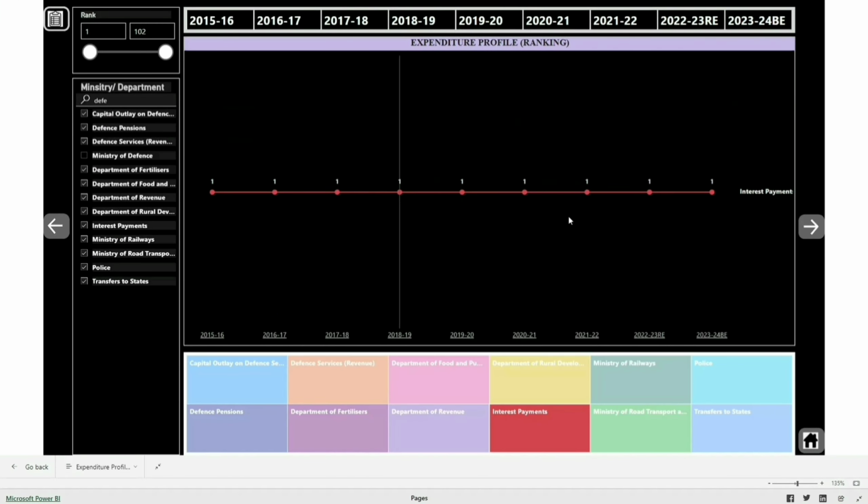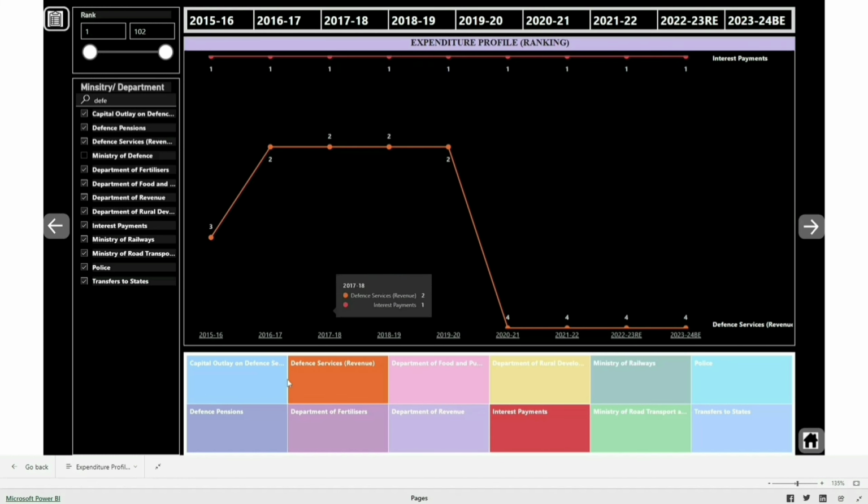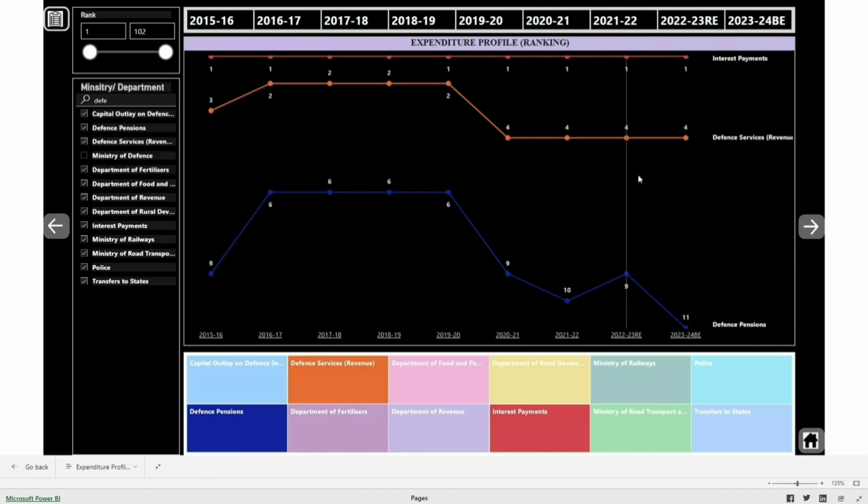So here we are looking at interest payments, and then we did see that the defense expenses always happen to be one of the top expenses for the government. So here we are looking at defense services as a revenue expense, right? And then defense pensions as well. So both of these, when combined together, happen to be defense expenses.